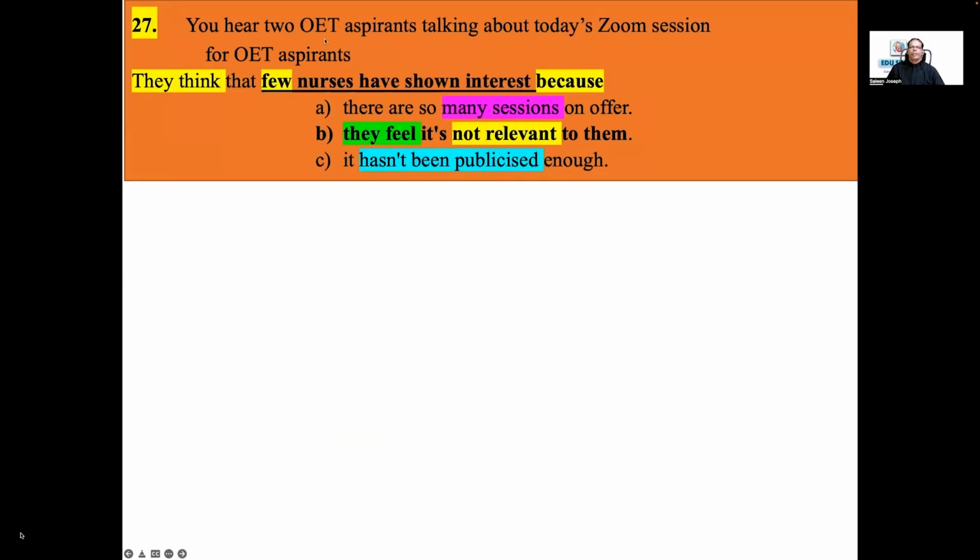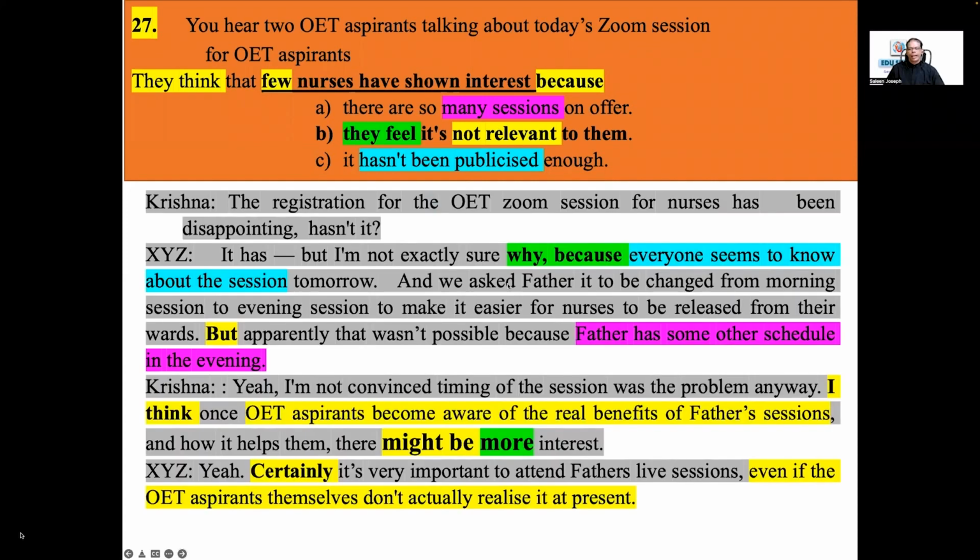Okay, this is just for example. You hear two OET aspirants talking about today's Zoom session for OET aspirants. They think that few nurses have shown interest because there is a question, and this is the text we had, the script of the audio. Okay, OET aspirants become aware of the real benefits of Father's sessions and how it helps them. There might be more interest. See, this is not a text. Actually, we created a text with the present situation, but to make you feel how the opinion questions are framed.